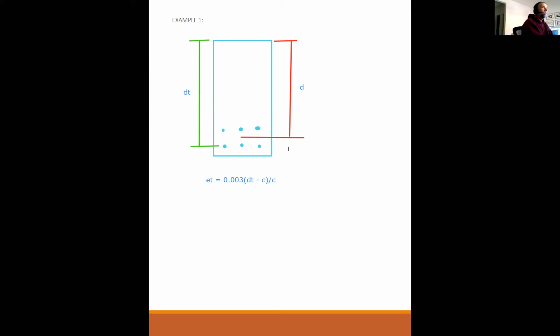When there was only 1 row of steel, it didn't make any difference. d sub t and d are one and the same thing. But now that we're getting into some of these problems with multiple rows, I wanted to make this distinction between d sub t and d.